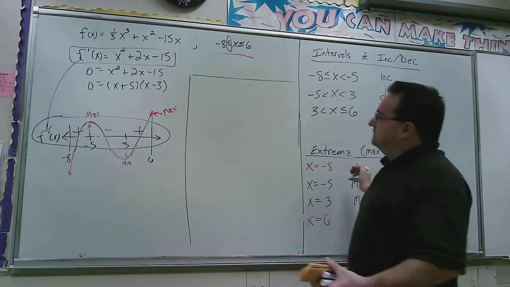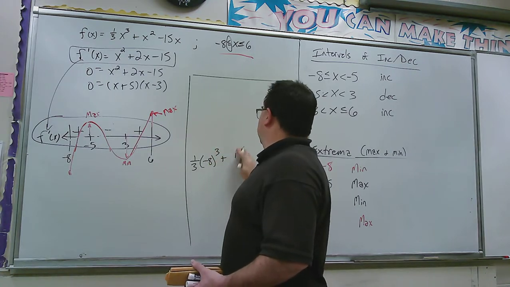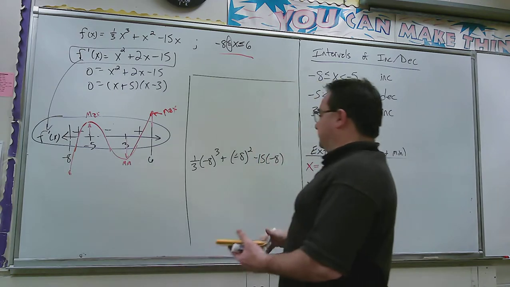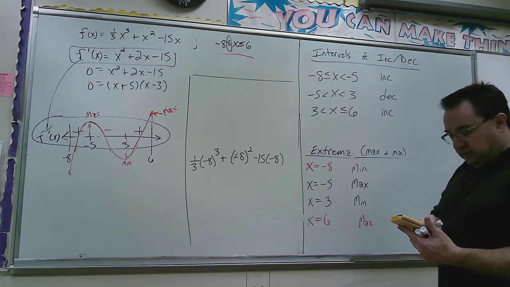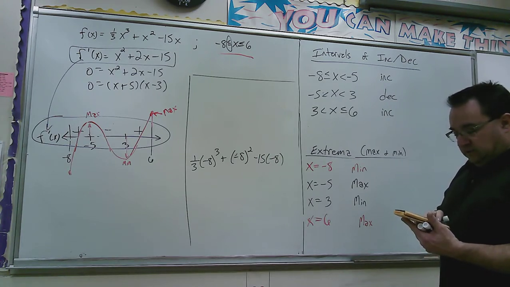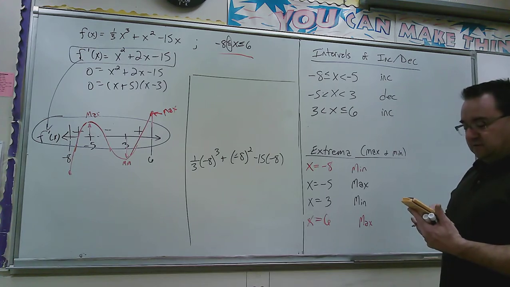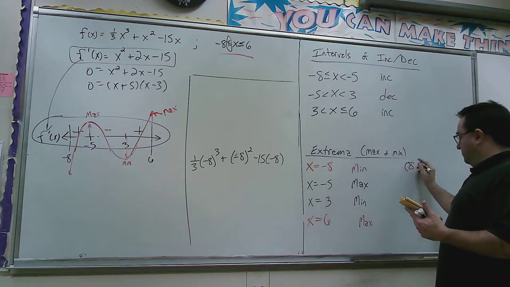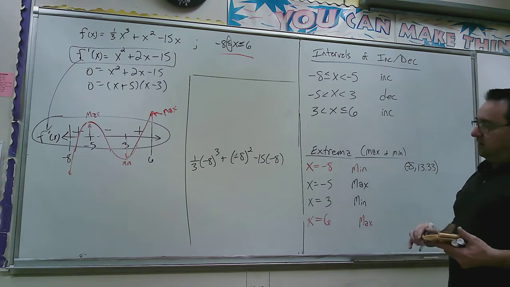So this one is 1/3 times -8 cubed plus -8 squared minus 15 times -8. That's going to be pretty low. So let's see, -8 to the third plus 64 plus 15 times 8. Oh, that's not too bad. This is at -8, 13.33.